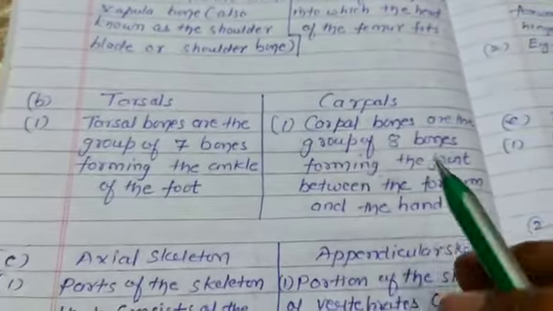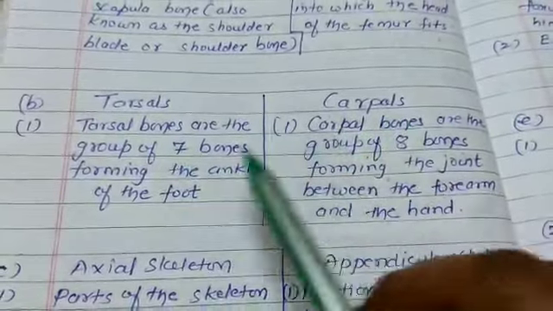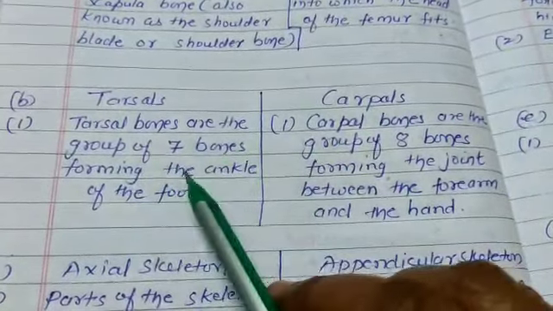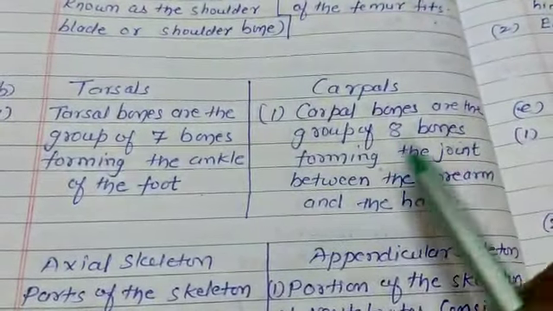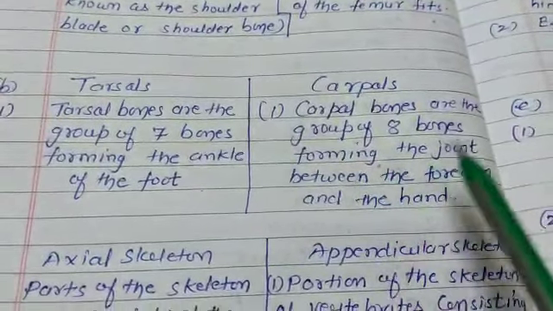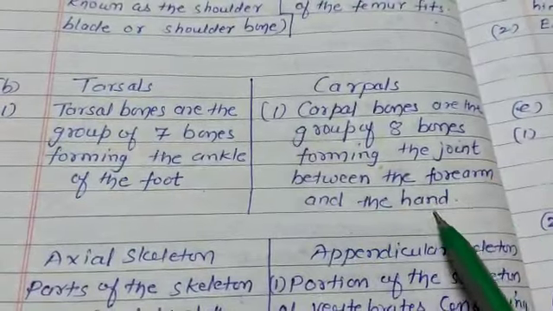And second is tarsals, carpals. Tarsal bones are the group of 7 bones forming the ankle of the foot. Carpal bones are the group of 8 bones forming the joint between the forearm and the hand.